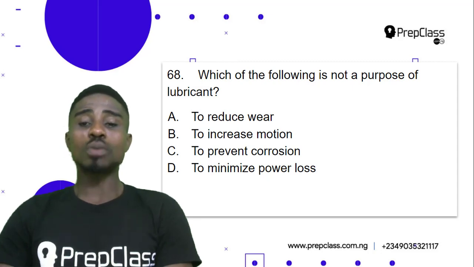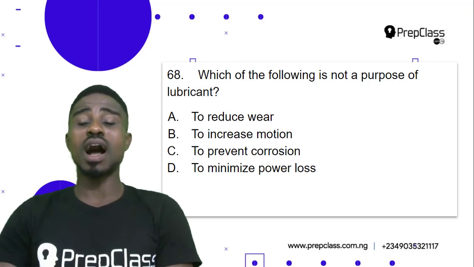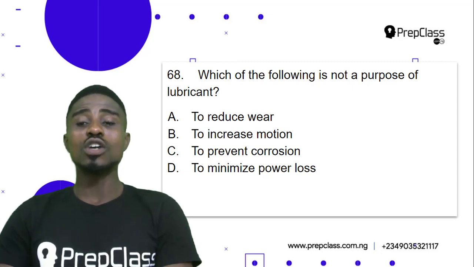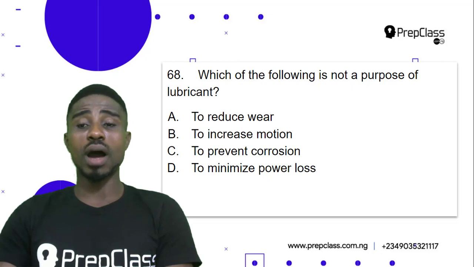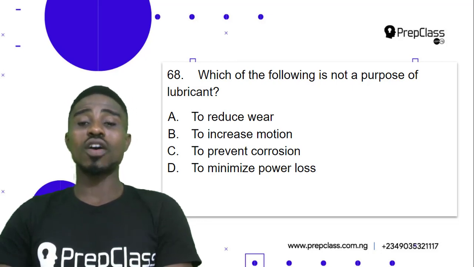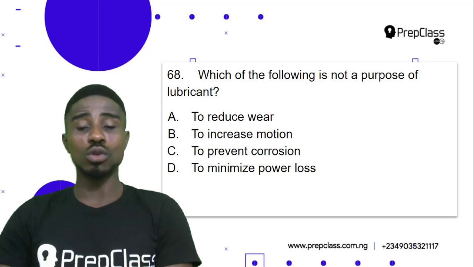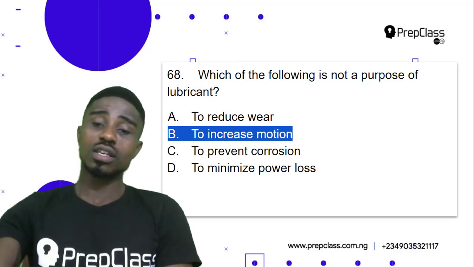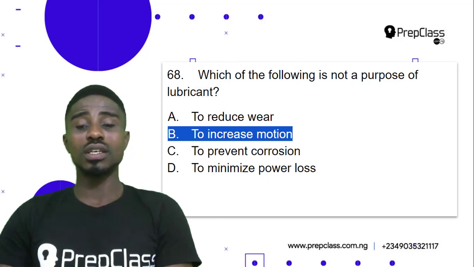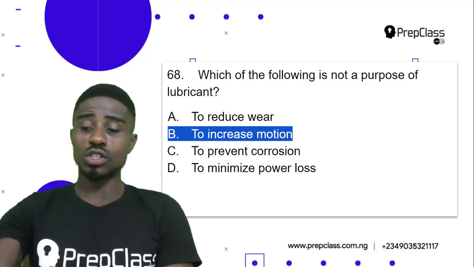Option B. Option C, to prevent corrosion. Lubricants prevent corrosion. They prevent our materials from corroding, or if it's a material made from iron, it prevents it from rusting. Also, option D, to minimize power loss. Friction brings about power loss, so lubricants help to reduce friction, which in turn minimizes power loss. So our correct answer would be to increase motion, option B. Let's look at it. Question 68, option B is our correct answer. Let's look at the next question.